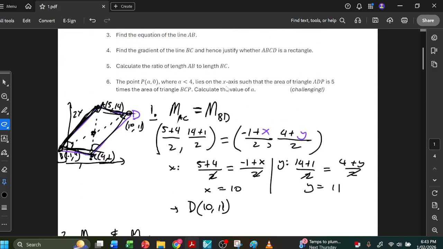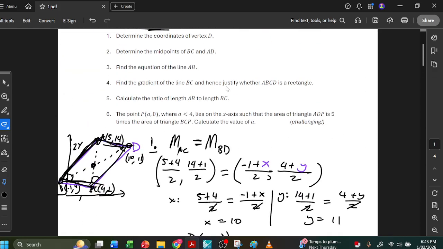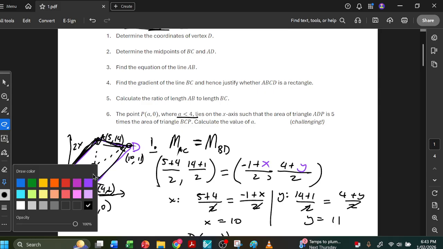Okay, part 6. Part 6 is asking us to find a point P which has the coordinates (a, 0), which lies on the x-axis. So that's a point here, for example. Such that the area of the triangle ADP is 5 times the area of the triangle BCP. So I'm going to try and use this diagram to explain what that is saying.